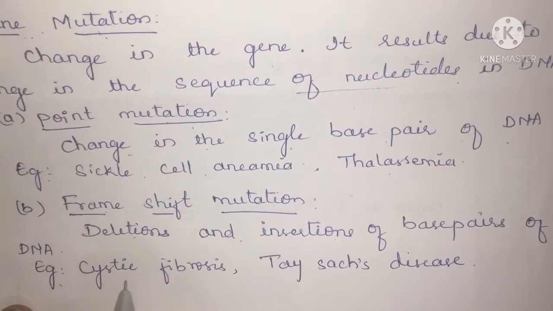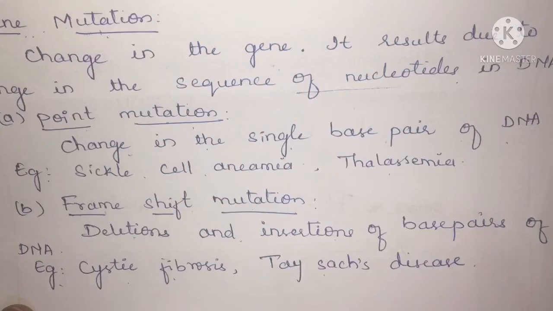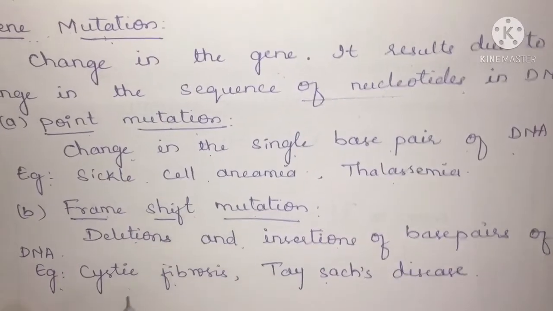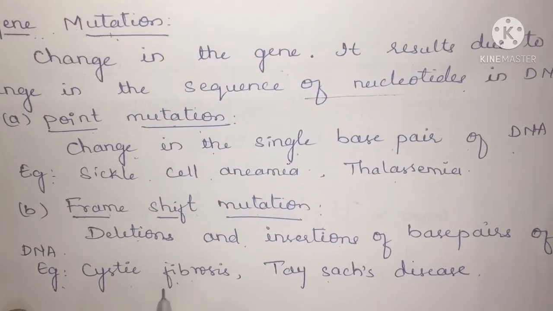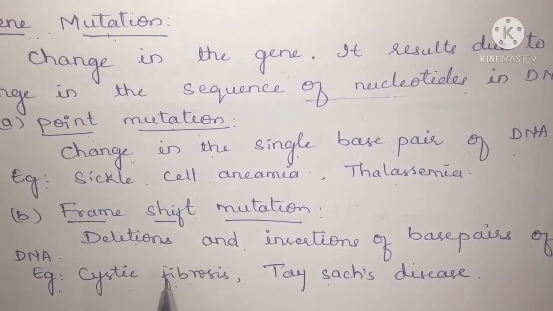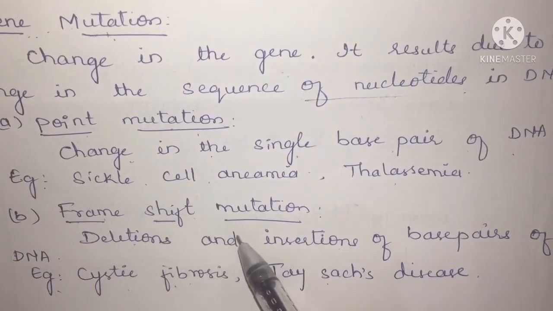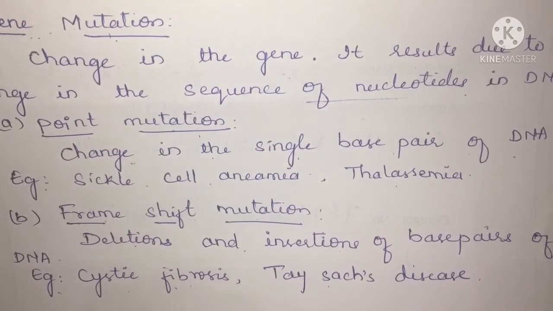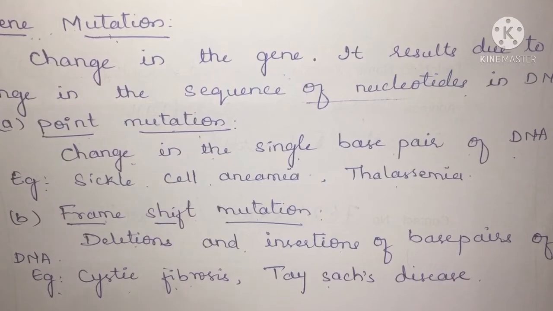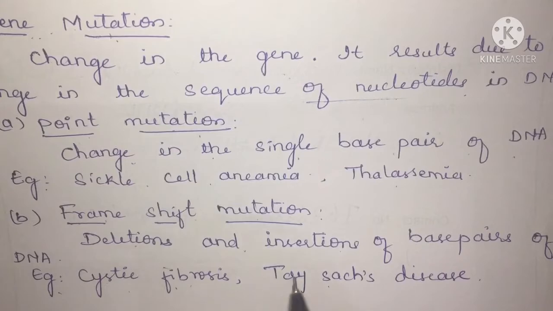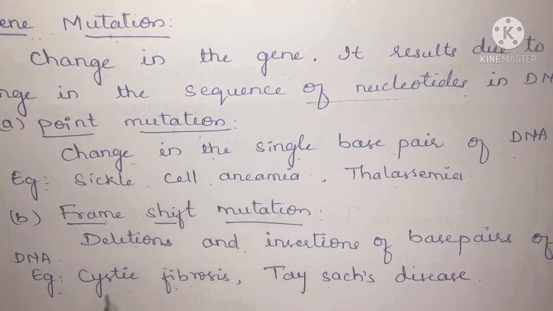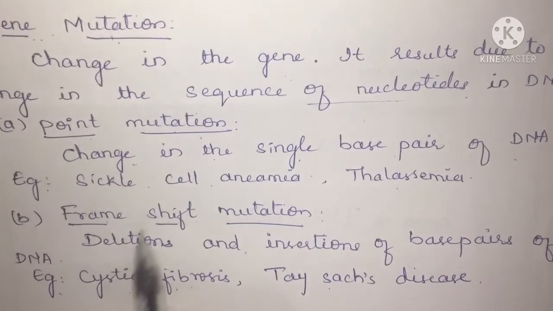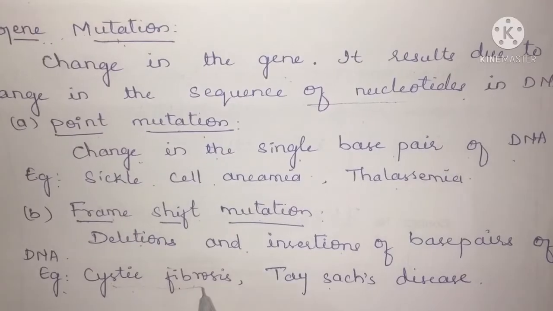Examples are cystic fibrosis and Tay-Sachs disease. Now, what is cystic fibrosis? Cystic fibrosis is a genetic disorder. As we are saying, it is caused due to mutation. It affects those cells which produce mucus, sweat, and some wax on our body. Those cells get affected because of frame shift mutation. For that we call it cystic fibrosis.